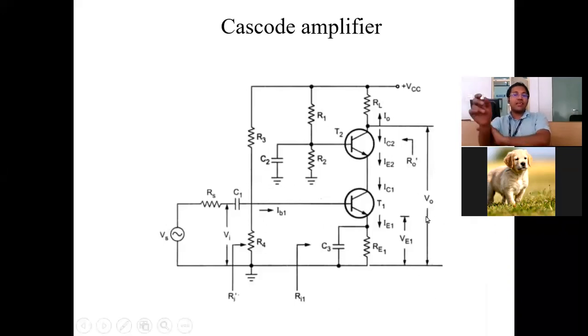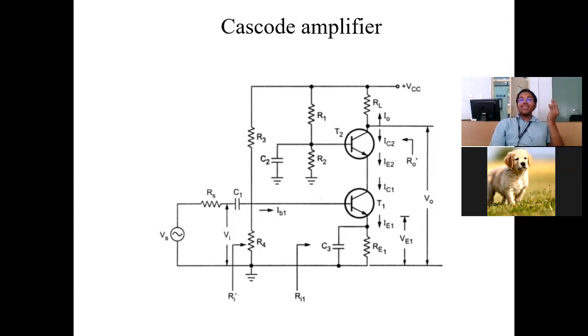What are the rules for AC equivalent? I have told you many times. Anybody please answer. Capacitor acts as what? Short circuit. Very good, correct answer. So, point 1 for AC equivalent: capacitor acts as short circuit. What about VCC? VCC we will replace by ground.